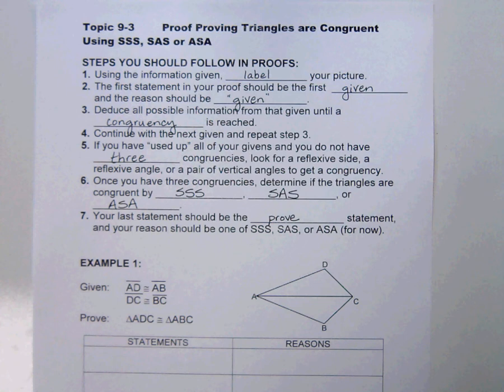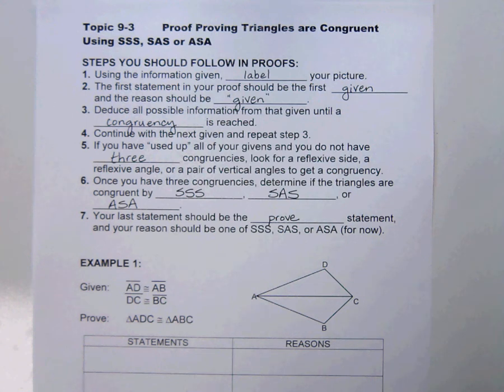Then you're going to deduce all possible information from that given until the congruency is reached. And for this section, we are just looking at side, side, side, side, angle, side, and angle, side, angle. So if you've used up all three of your givens and you don't have three congruencies, you need to look for reflexive or maybe a pair of vertical angles. And we'll be doing that with the first one.